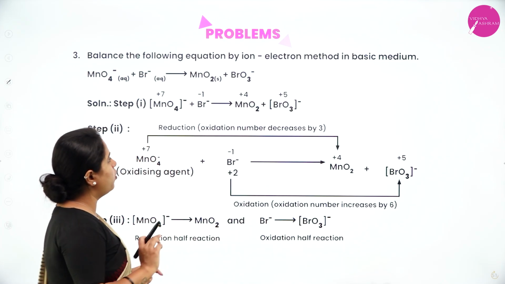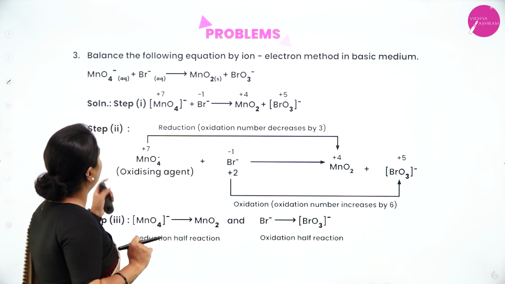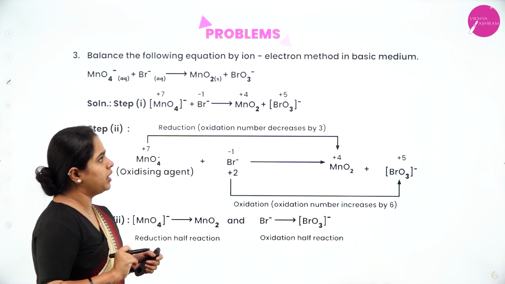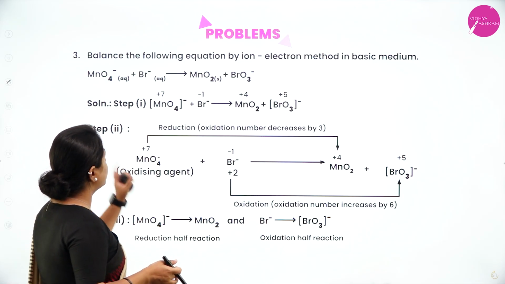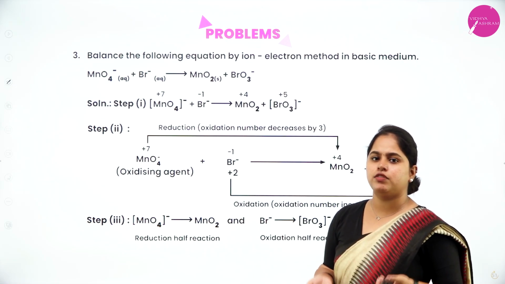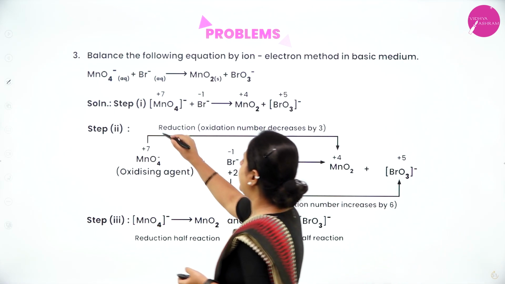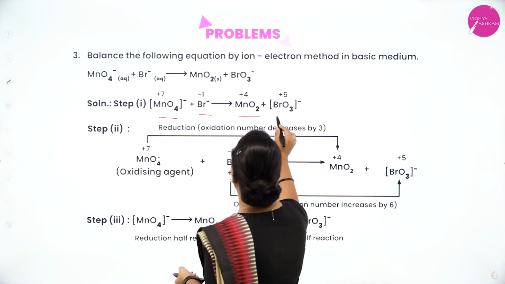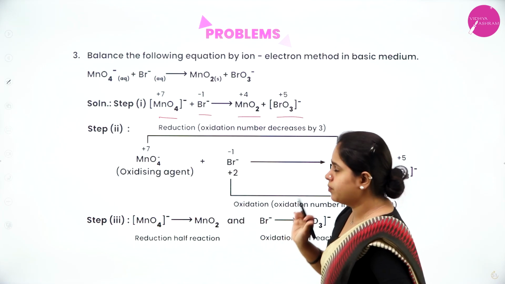Now let's do one more last problem based on this. Balance the following equation by the ion electron method in basic medium. So the equation is already given to you. So the first step, assign the oxidation number, identify which is undergoing oxidation and reduction. MnO4⁻ plus Br⁻ gives MnO2 and BrO3⁻. So this is the equation.